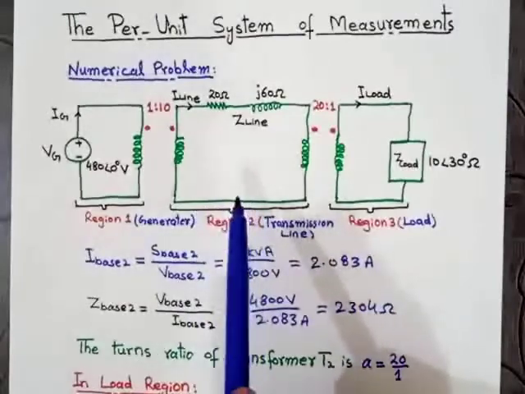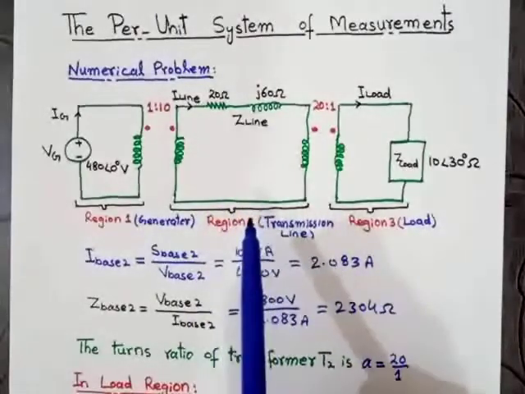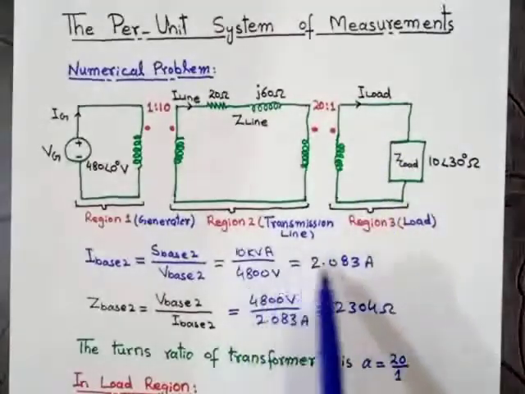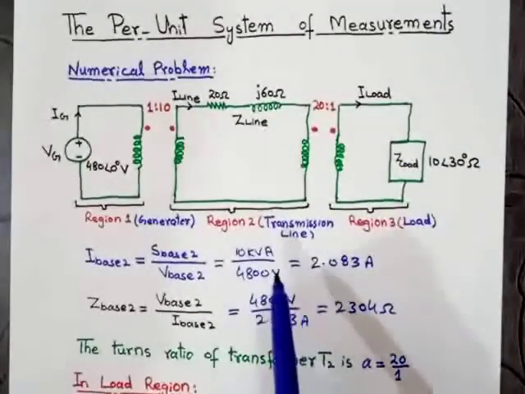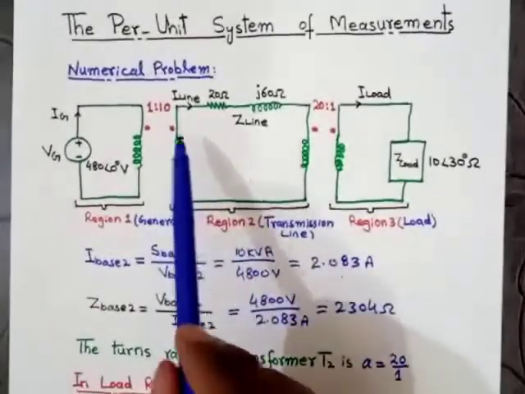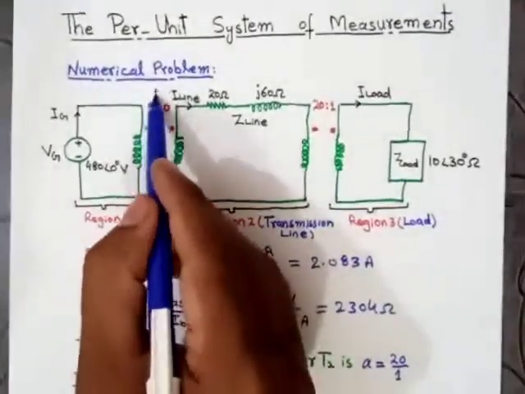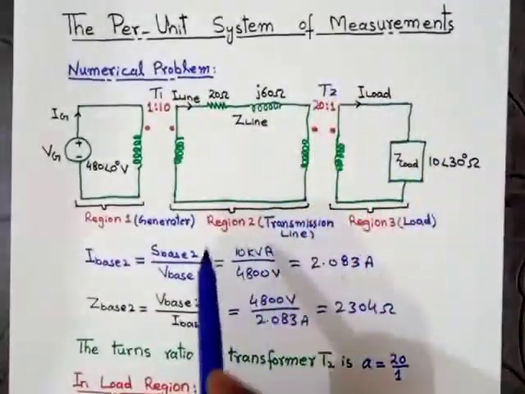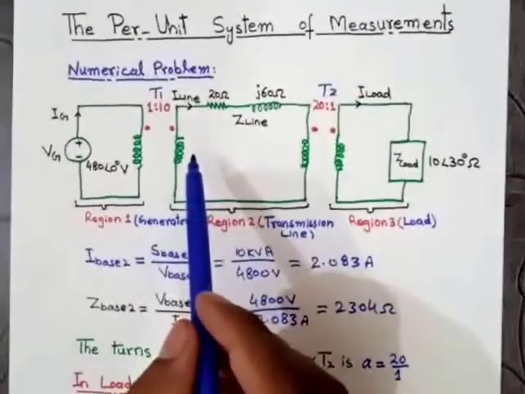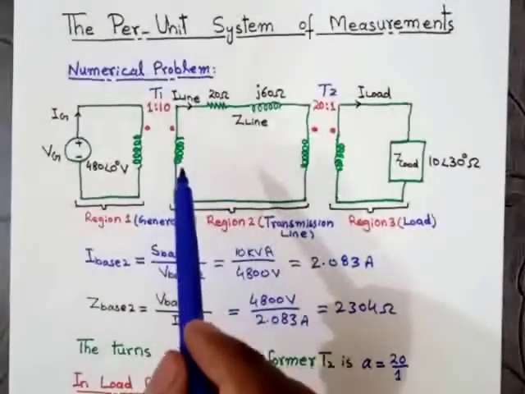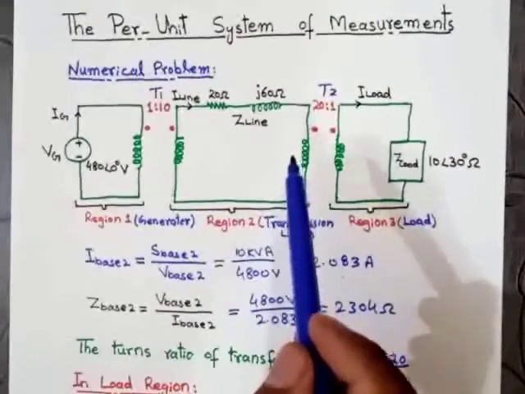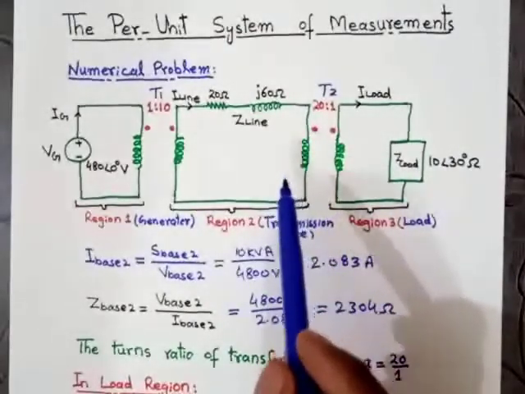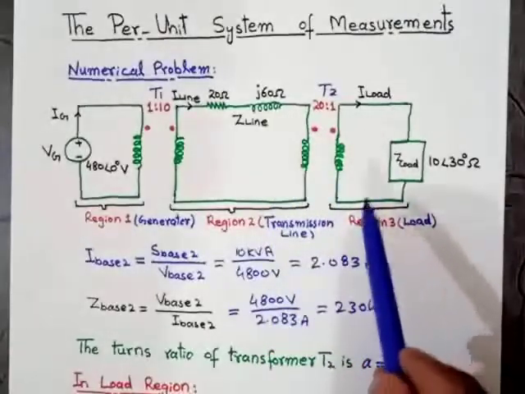Now we will find the base values in region number 3, that is, in the load region. So these are the base values in the transmission line region, or in the secondary side of the transformer T1. This is the transformer T2. These are the base values in the secondary side of the transformer. These base values will be the same as in the primary side of the transformer T2. So now we will find the base values in region number 3.